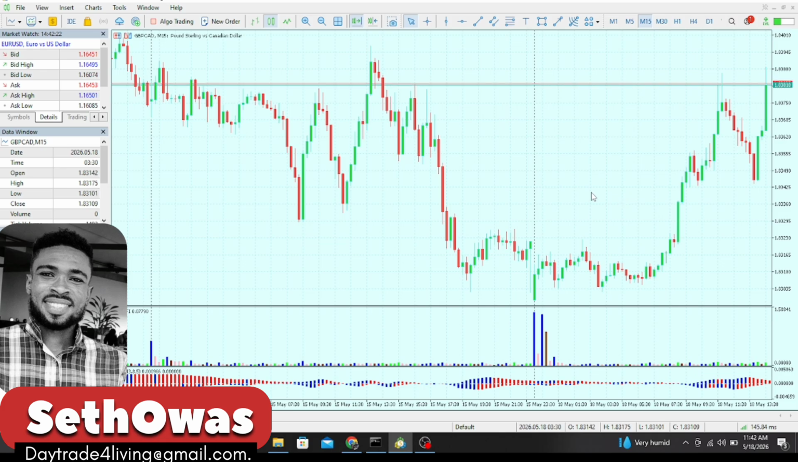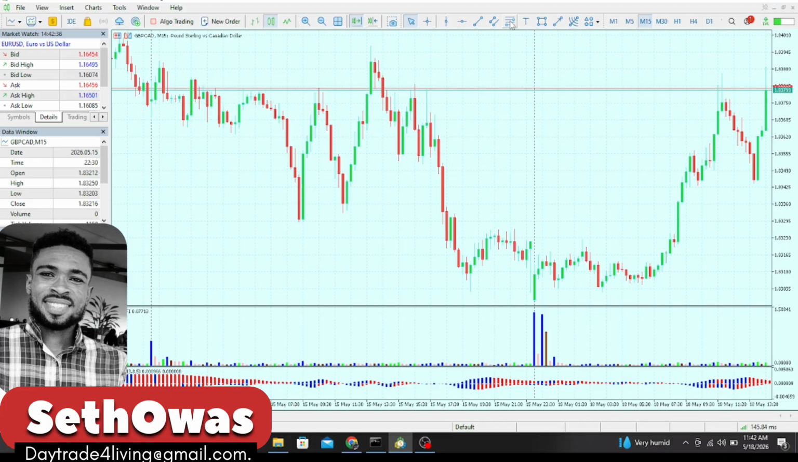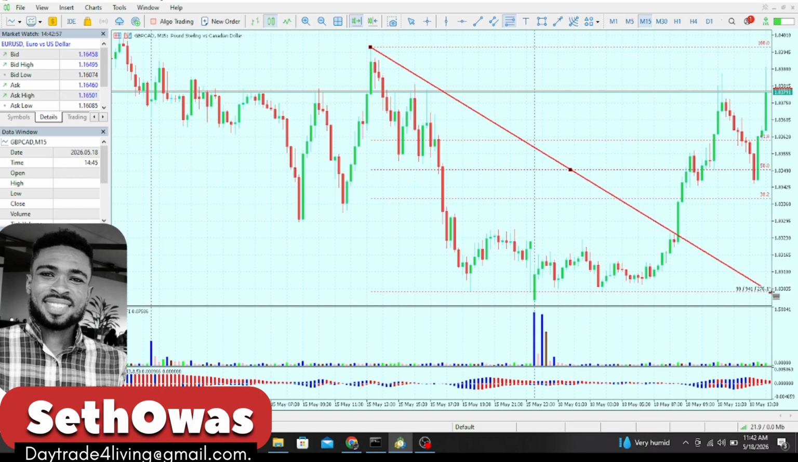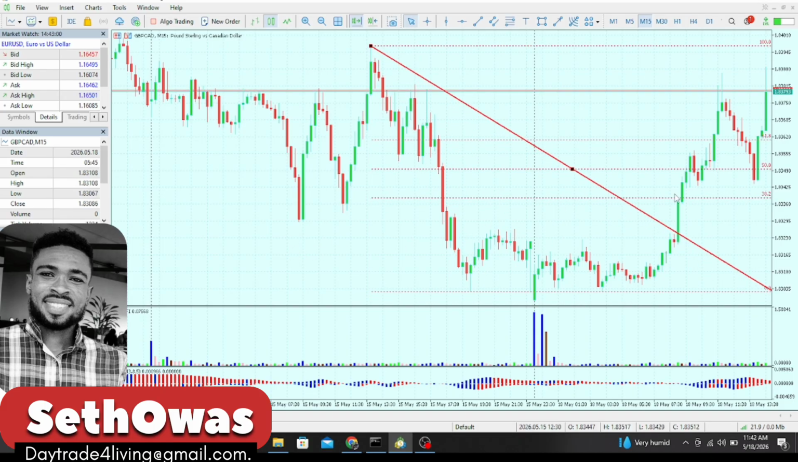Looking at the pound CAD for today, if you want to use your Fibonacci for analysis, we click on the Fibonacci tool from the highest point of the previous day. The highest point was that, and the lowest point is that. So we drag the Fibonacci tool from the highest point of the previous day to the lowest point of the previous day. Now we extend it. So now this Fibonacci tool can predict what the market may do for today.